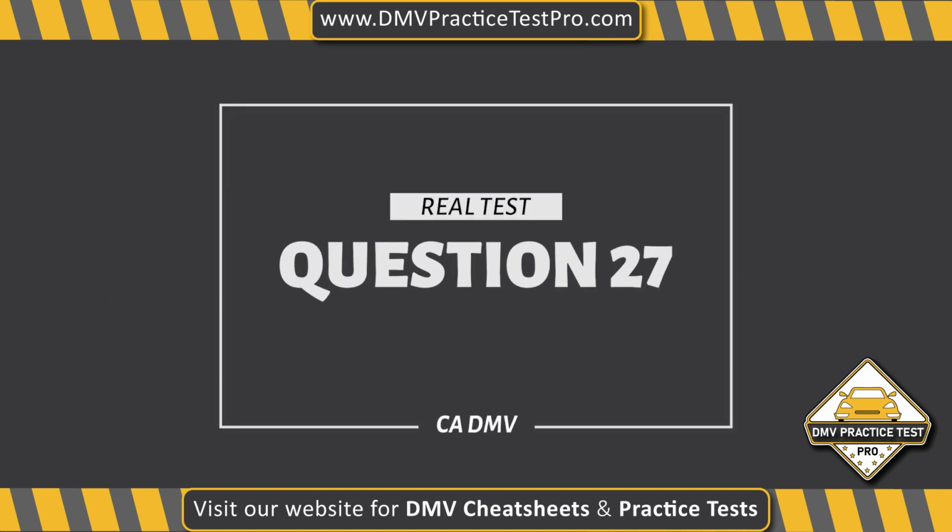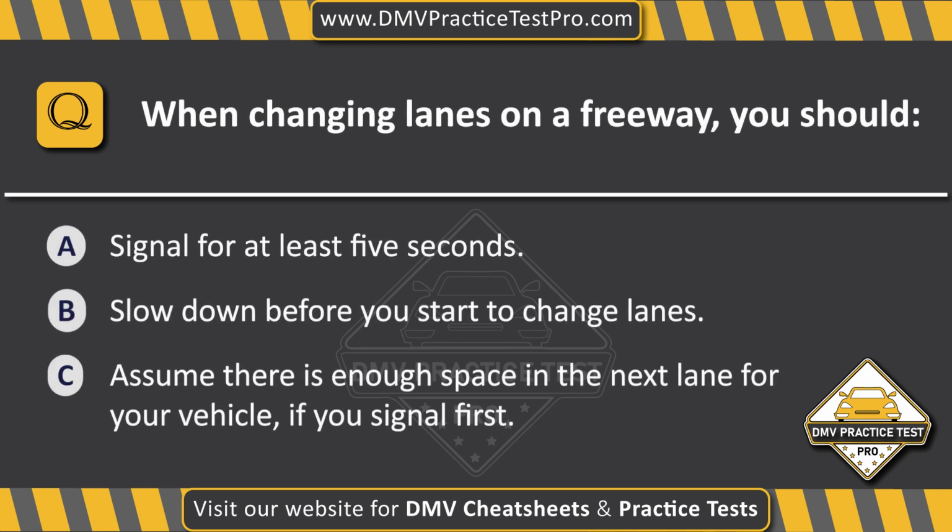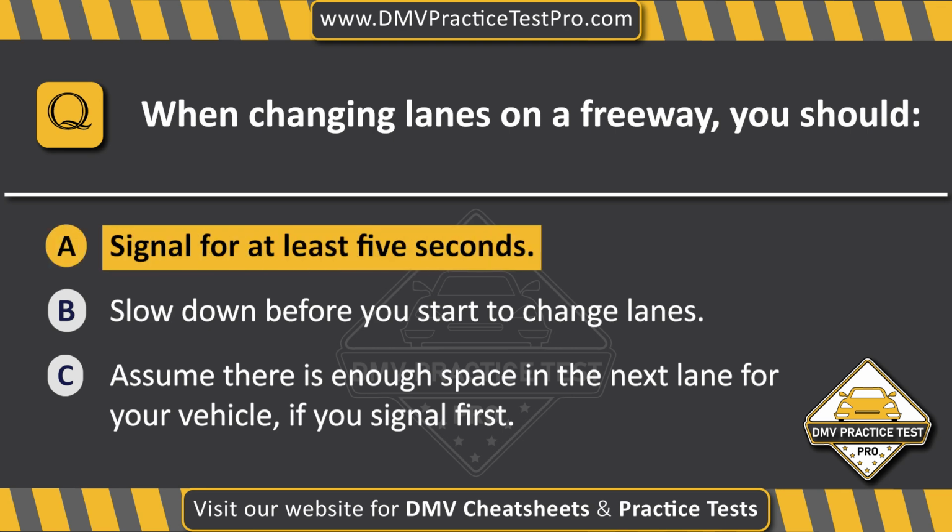Question 27. When changing lanes on a freeway, you should Option A, signal for at least 5 seconds. Option B, slow down before you start to change lanes. Option C, assume there is enough space in the next lane for your vehicle if you signal first. The correct answer is Option A, signal for at least 5 seconds.